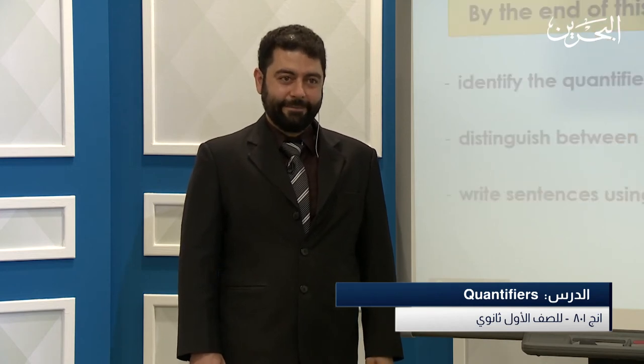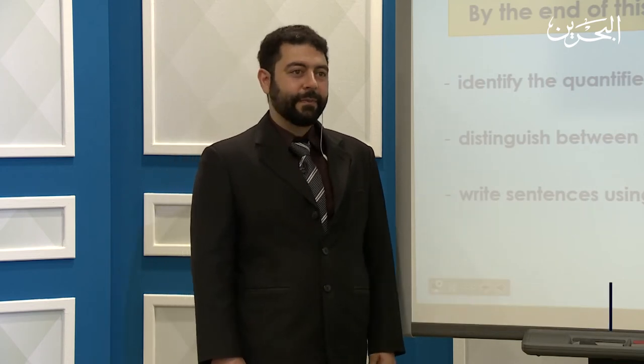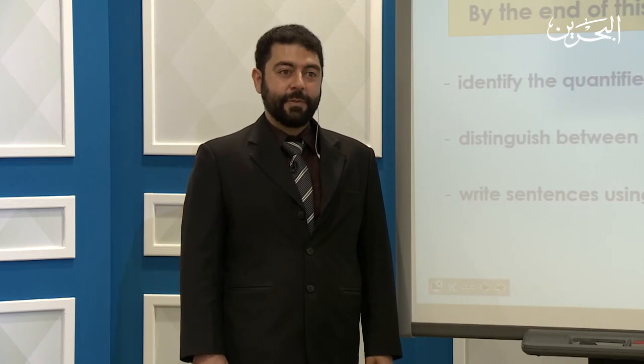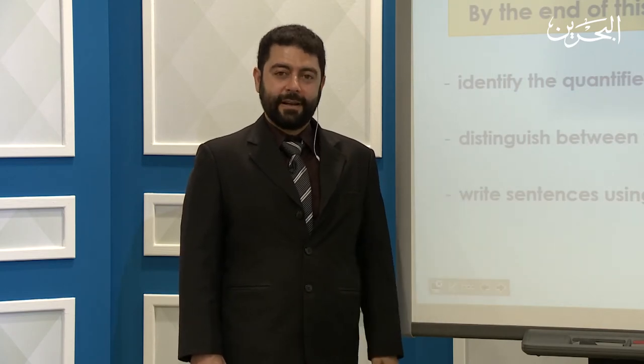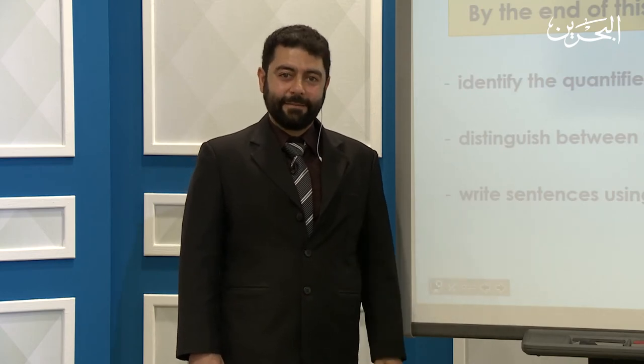This lesson is for English 801, Unit 1, Lesson 1.5, Quantifiers. Before we begin, have a piece of paper and a pen, and let's begin. By the end of this lesson, you'll be able to identify the quantifiers, distinguish between the two types of quantifiers, and write sentences using quantifiers accurately.